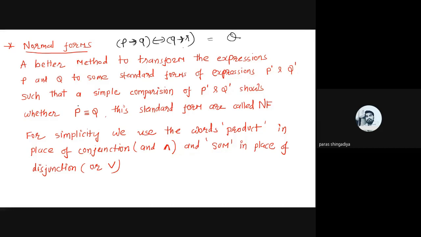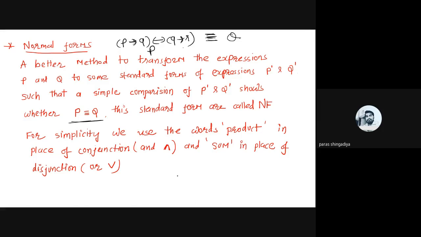the expressions p dash and q dash, such that a simple comparison of p dash and q dash shows whether p is logically equivalent to q. You can consider that as p here, and you will get its normal form as q. So both are equivalent forms. You will find another equivalent form without using the conditional operator in between.